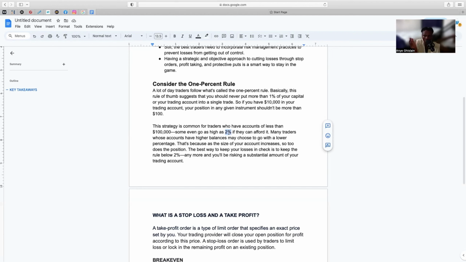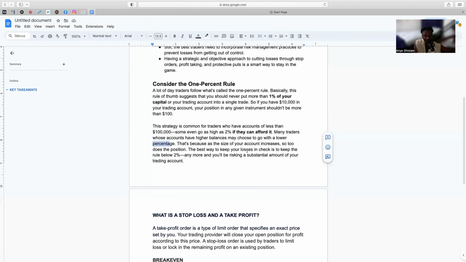We might not be the same. You might be way, way richer than I am. So you might risk 2%, which is perfect. Don't go above that. If you go above 2%, I didn't say that. So 2% should be your maximum. I prefer 1%. I'm comfortable with that. If they can afford it, this is the key point here. If they can afford it, okay, let me put it in bold. If you can afford it, do it. If you cannot afford it, stick to this. 1%. Please, 1%. Okay? Many traders whose accounts have higher balances may choose to go with a lower percentage.